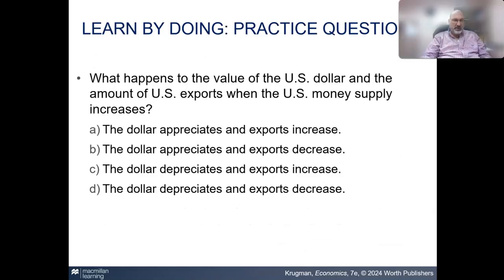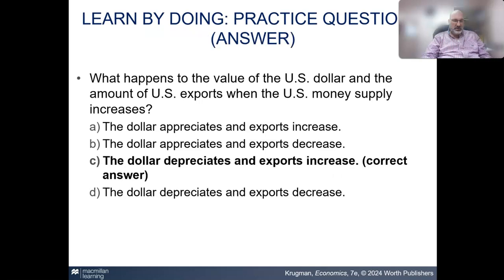So what happens to the value of the dollar and the amount of US exports when the money supply increases? The dollar depreciates and exports increase. And that is it.